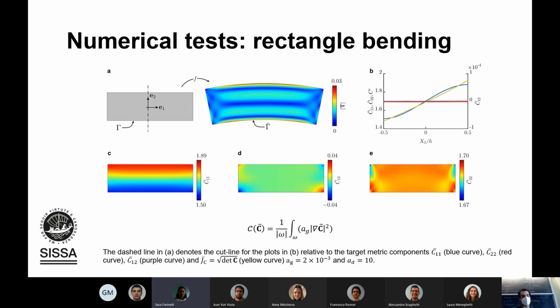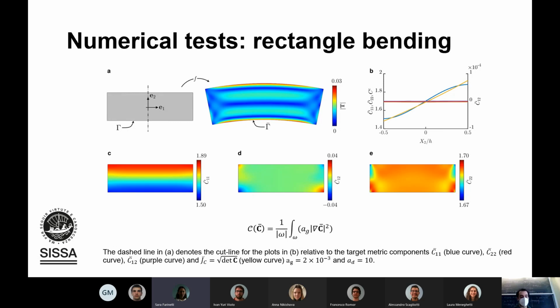Figure B is a cut line along this line of the component of the metric, and C, D, and E are the three components C11, C12, and C22. This is the most basic case we tested, where we penalize just the gradient. And indeed, we see that penalizing the gradient leads to an almost flat profile for the C12, almost flat for C22, and everything. So the real deformation is concentrated on C11, which is the activity along the horizontal direction.